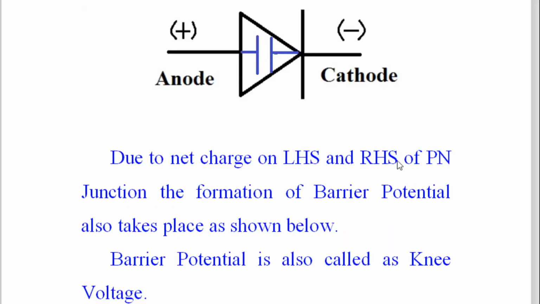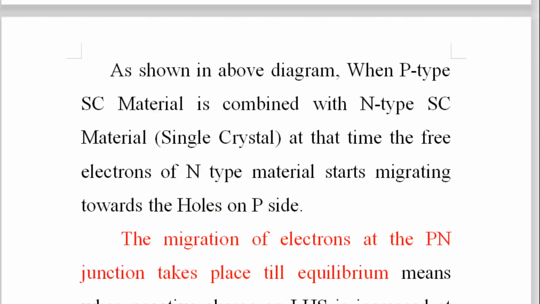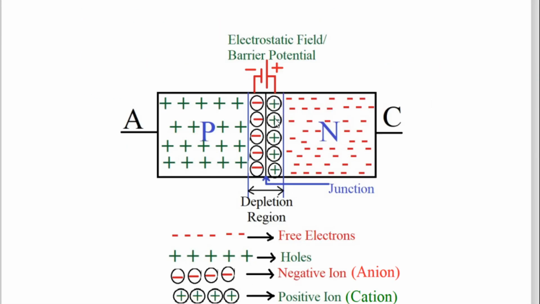Due to net charge on the LHS and RHS of the PN junction, that is important, the formation of barrier potential also takes place as shown below. Net charge means what? Neither this atom has excess electrons nor does this atom have a shortage of electrons. So this is called the positive of the barrier potential, and this is called the negative of the barrier potential, because the total negative charge of those atoms is increased. Here the negative charge of the atom is decreased, meaning it is becoming positive charge.